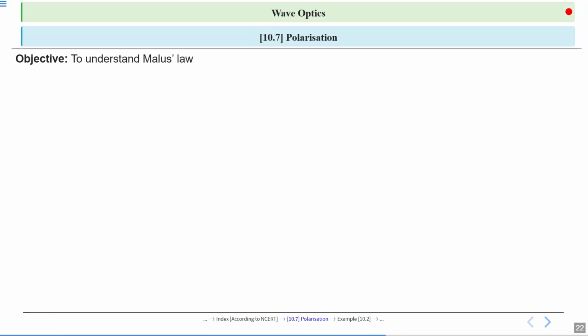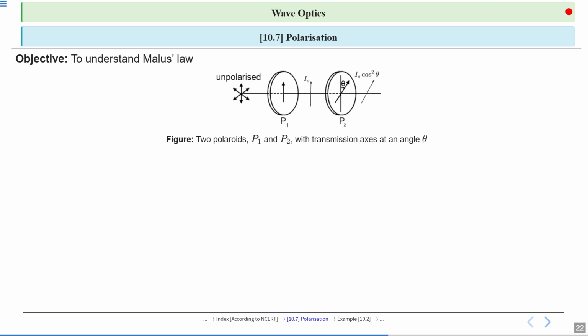Now we'll explore Malus law, which is a fundamental concept in wave optics. Our objective is to understand how the intensity of light changes when it passes through polarizing materials. So let's take a look at the figure showing two Polaroids, P1 and P2, with their transmission axes at an angle theta. The transmission axis of the first Polaroid is vertical, and the transmission axis of the second Polaroid is at angle theta with the transmission axis of the first Polaroid. Notice how the angle between these axes is crucial for determining the intensity of light that passes through.